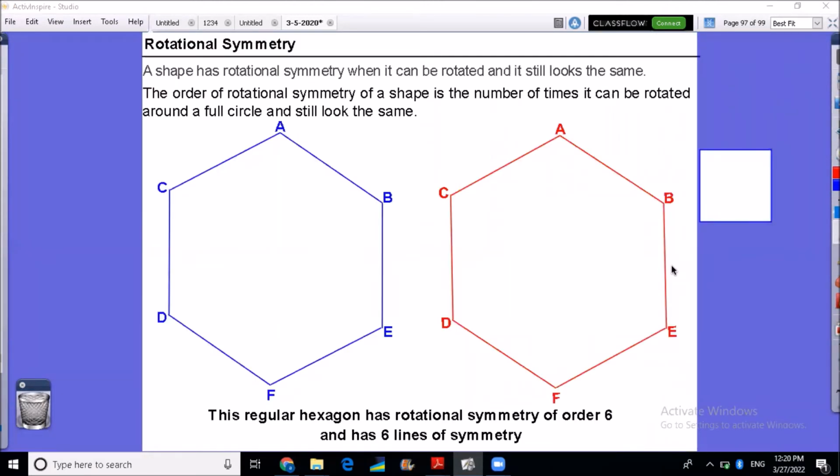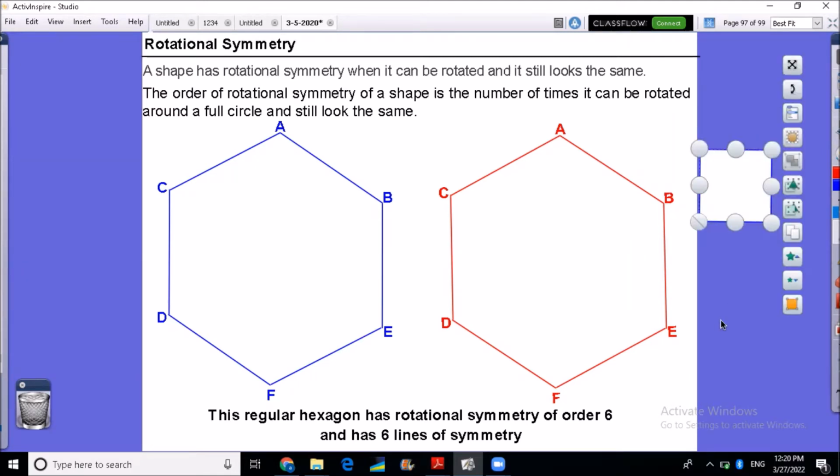Now, rotational symmetry. A shape has rotational symmetry when it can be rotated and it still looks the same. Again, can you see the square that I've put over here on the right side? If I can rotate this square and it still looks the same, then it has rotational symmetry. Look at this. I rotated it and it looks the same. So this shape has rotational symmetry.